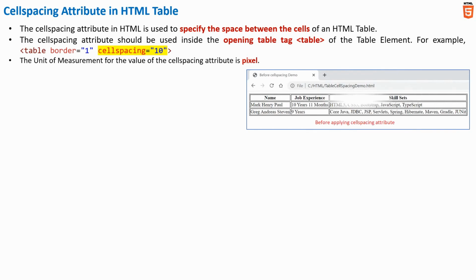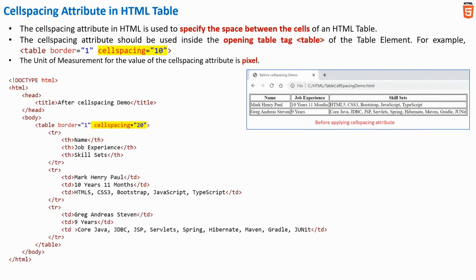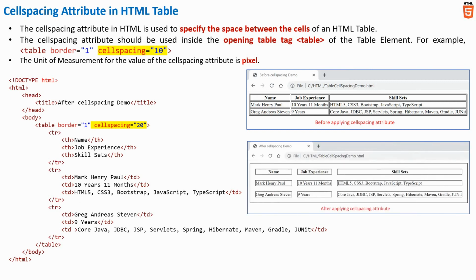Now let me first show you a sample screenshot of an HTML code where I have not used the cell spacing attribute. Now let me show you a sample code where I have used the cell spacing attribute with value as 20 pixel or simply 20. Thus when this code gets rendered in a browser, we will see the output as shown here.